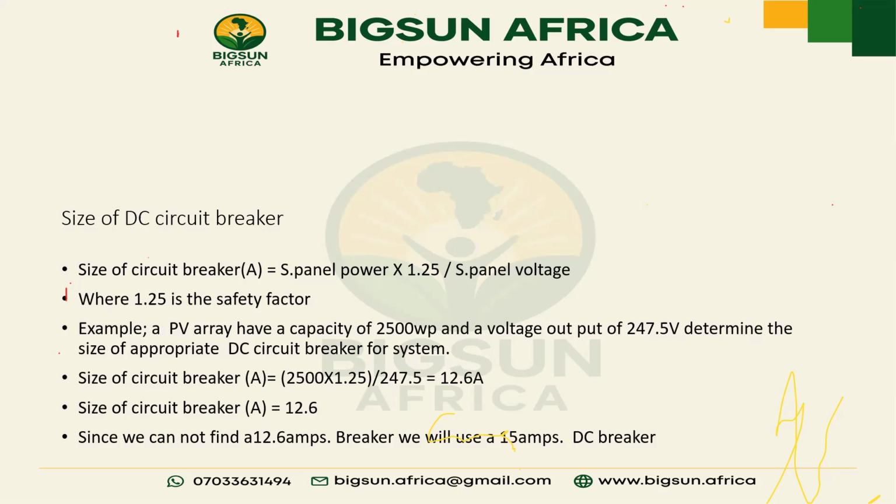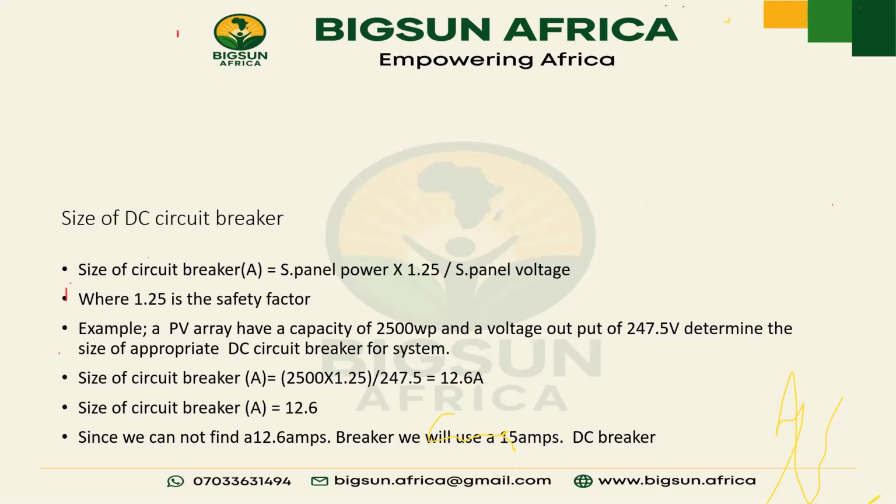That is clear, sir. Okay, so let's proceed. All right. This slide, it seems I omitted some things, but while we are proceeding, I can make some correction. So our example: a PV array has a capacity of 2,500 watt power and a voltage output of 247.5. Determine the appropriate DC breaker for the system.